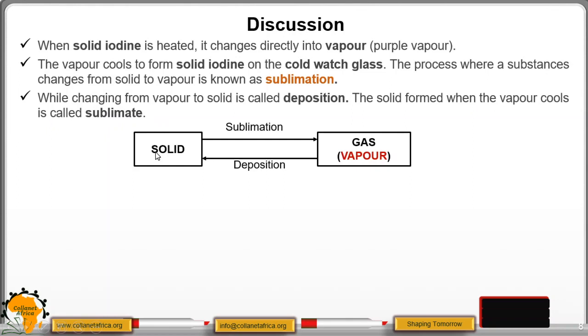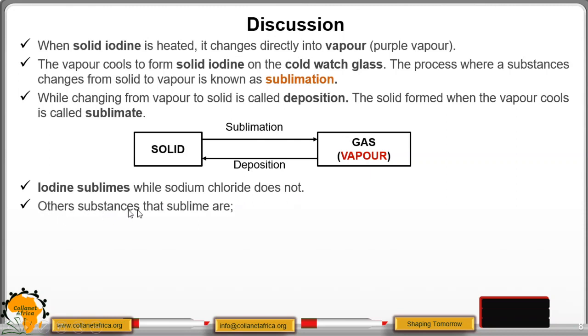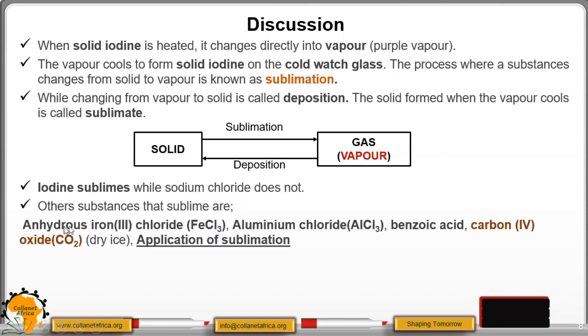Therefore, solid to gas directly without going to the liquid state, we call it sublimation, and cooling from gas to solid without the liquid state is known as deposition. Iodine sublimes while sodium chloride does not sublime. Other substances that sublime are anhydrous iron(III) chloride, aluminium chloride AlCl3, benzoic acid, and carbon dioxide, CO2, the dry ice.